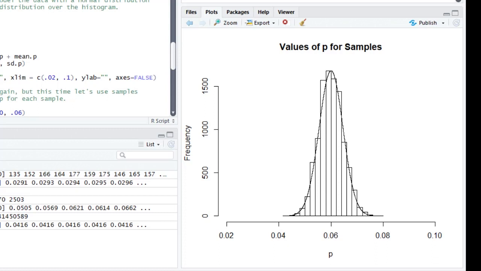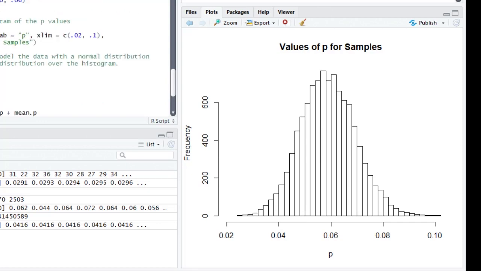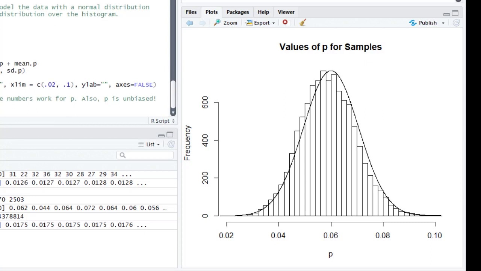Let's take 10,000 samples again, but this time, instead of taking a sample size of 2,673, let's take samples of size 500. Still a large sample, but a lot smaller than 2,673. Again, I'm going to calculate P, the proportion, for each sample. There's the histogram. Once again, we got a normal distribution. Once again, we can superimpose a true normal distribution to show that this histogram is very close to normal.